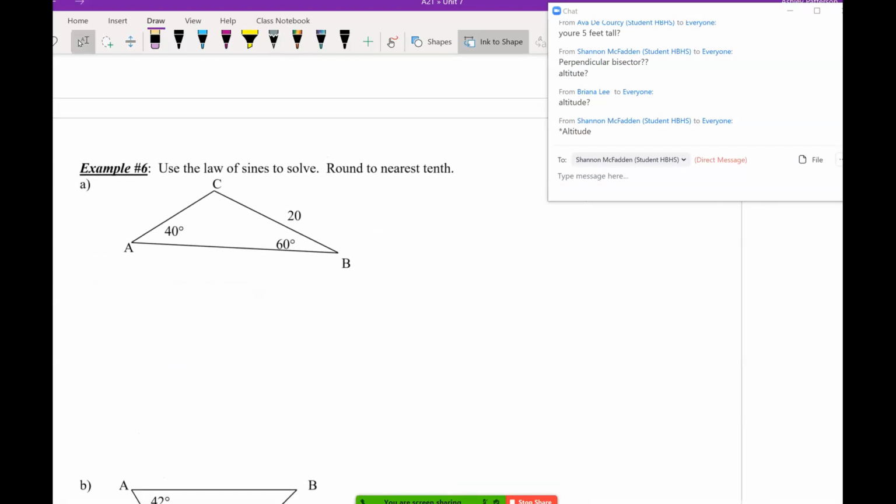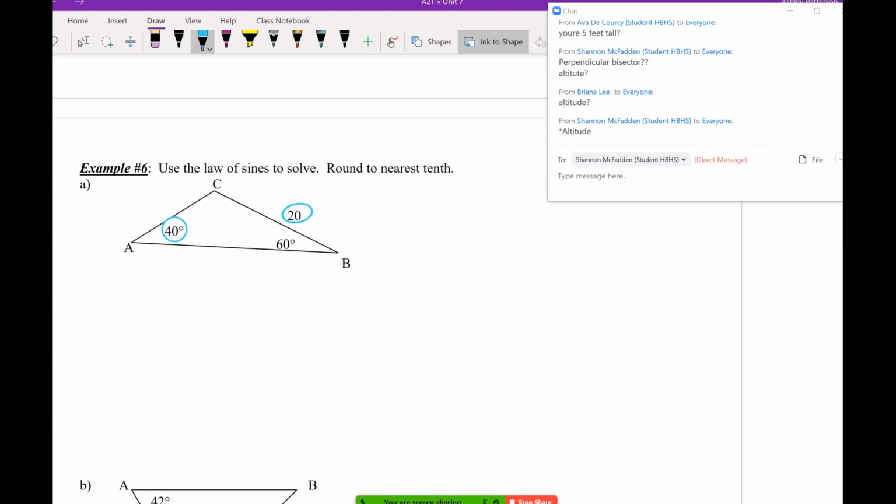Okay, 6a. Well, first off, it says round to the nearest tenth, so that's what we're going to be focusing on. And we're given some information. I have angle A and its corresponding side. Okay, so that's the given. We really want to try to use the given as much as possible so that our answers are as exact as possible. Okay?